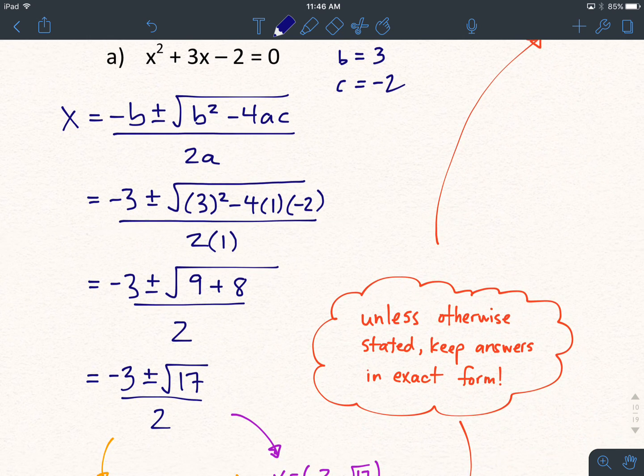Second step I did here is substitution, so I'm subbing in a negative b. That will give us a negative positive 3 or a negative 3 plus or minus the square root of 3 squared minus 4 times 1 times negative 2, all over 2 times 1.